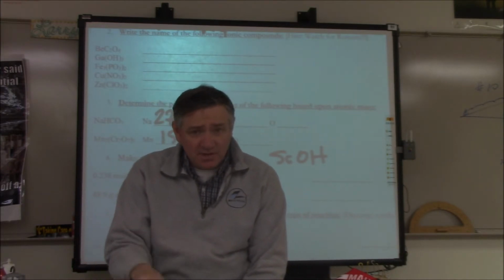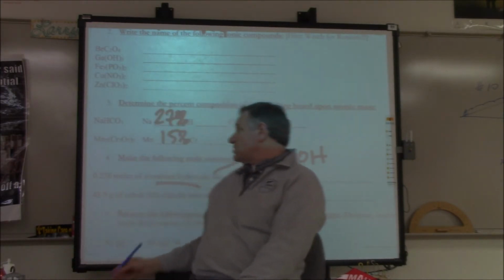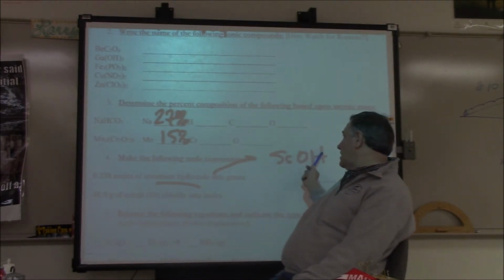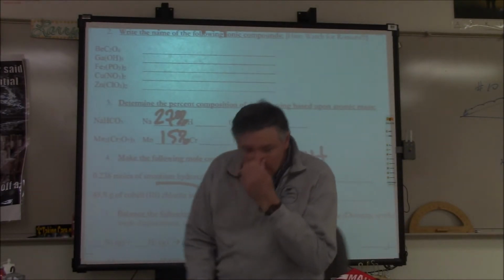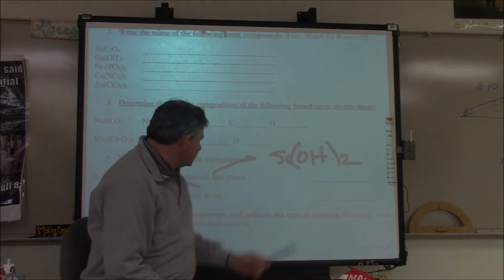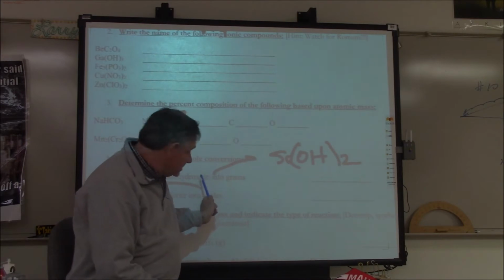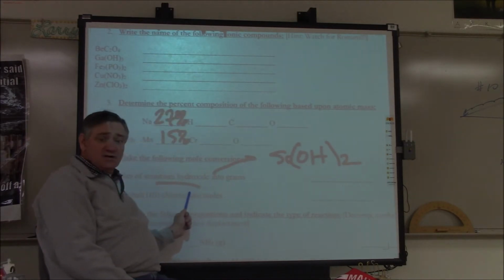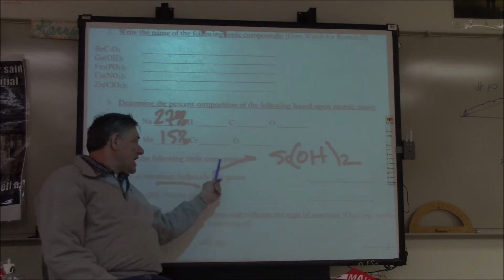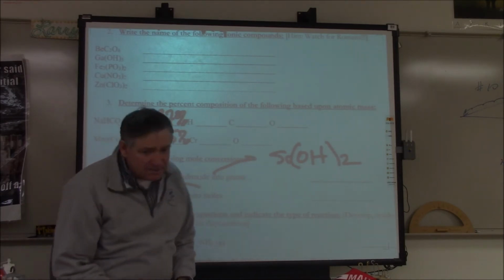You have to look at the oxidation states. Strontium is Sr2+, hydroxide is 1-, so you have to write this as Sr(OH)2. Okay? Just because you see this written as strontium hydroxide, don't go, oh, that's SrOH. You have to look at the oxidation states.